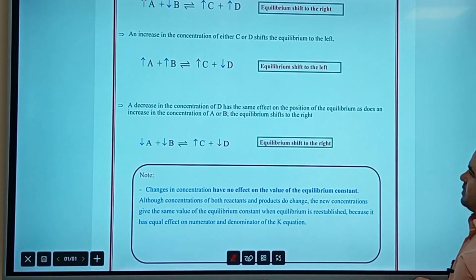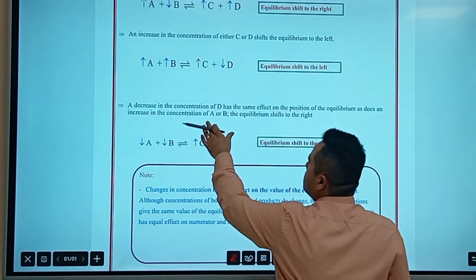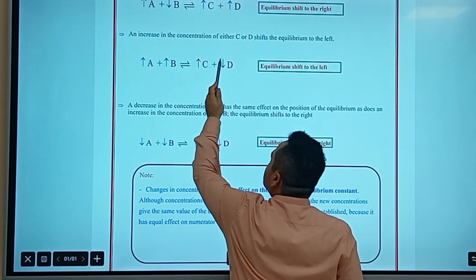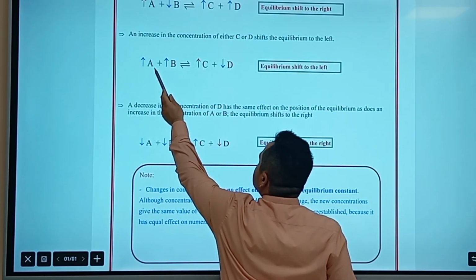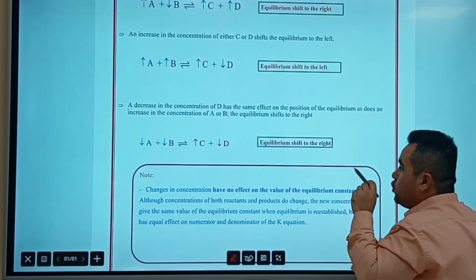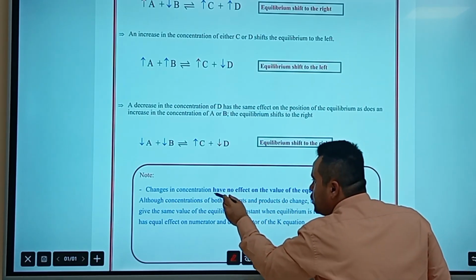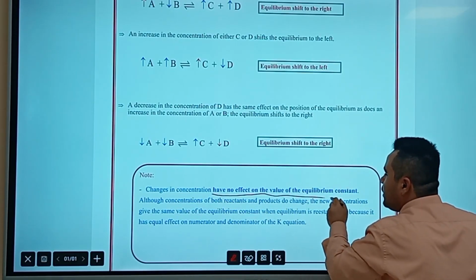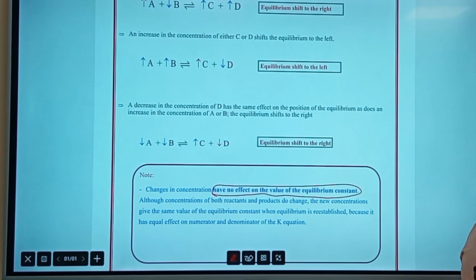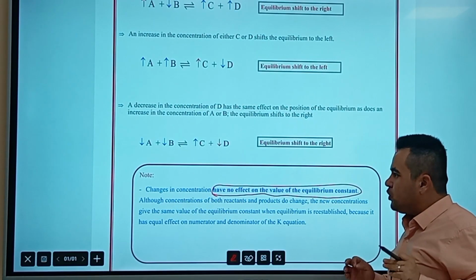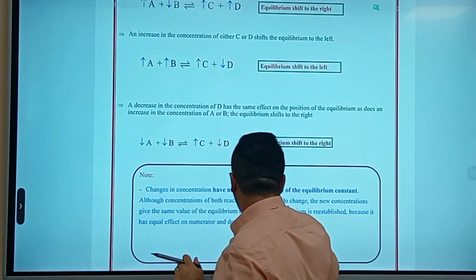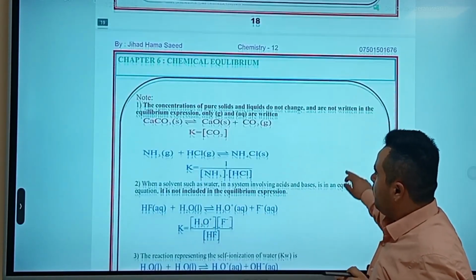So we talked about this, the cases that decrease in D, what will happen? Decrease in D favors toward the product, increases C, and decreases the concentration of A and B, consuming A and B. Changes in concentration have no effect on the value of the equilibrium constant. So the equilibrium constant does not change by changing the concentration of the reactant and the product as well.